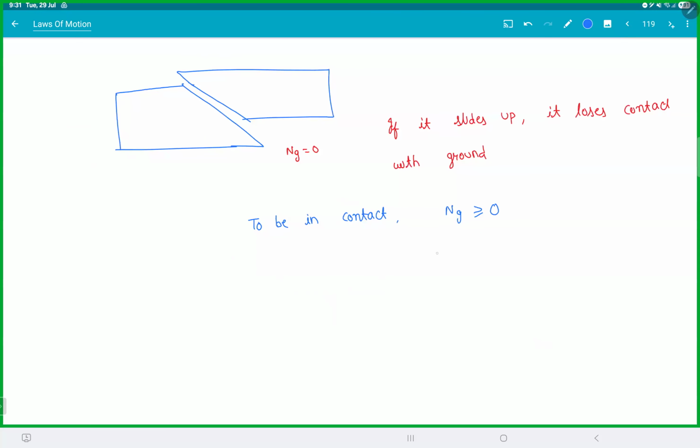Ng is this guy. So mg minus 4F by 3, that is caused by this thing, tan theta is greater than or equal to 0. So from here we will get F must be less than or equal to 3 mg by 4 tan theta. This is the value. Therefore, the maximum force you can apply is 3 by 4 mg tan theta. If you apply anything more than this, they will lose contact.